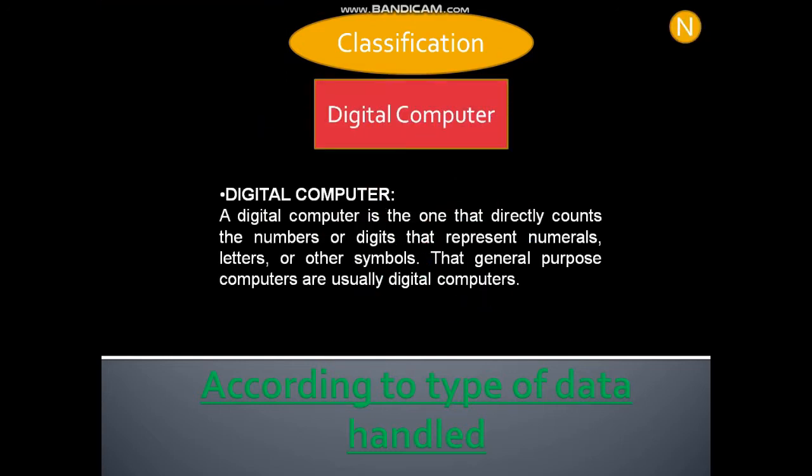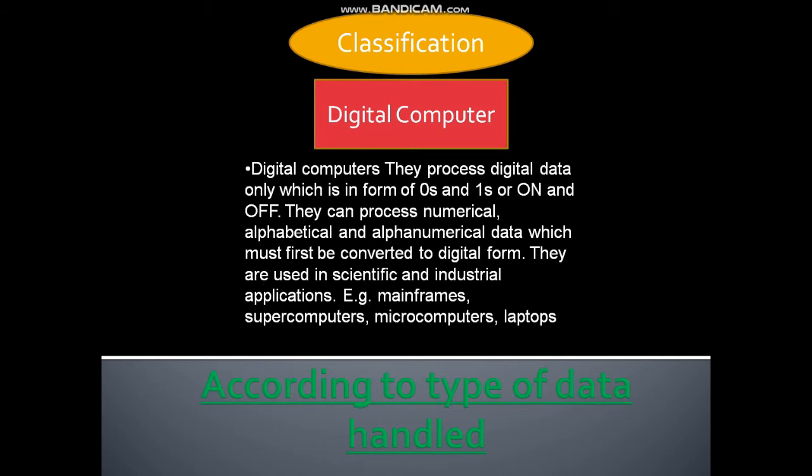Digital computer. A digital computer is the one that directly counts a number or digit that represent numbers, letters, or other symbols. The general purpose computers are usually digital computers. This is the second definition of digital computer. Digital computers process digital data only which is in form of zeros and ones, or on and off.